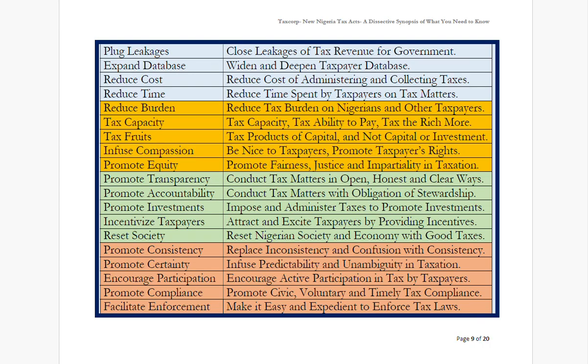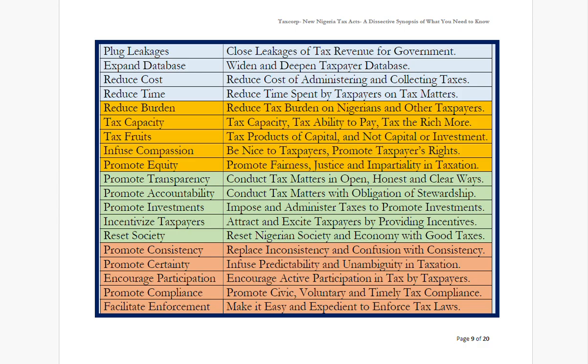Incentivize taxpayers. Attract and excite taxpayers by providing incentives. Reset our society. Reset the Nigerian society and its economy with good taxes. Promote consistency. Replace inconsistency and confusion in taxation with consistency. Promote certainty. Infuse predictability and unambiguity in taxation.